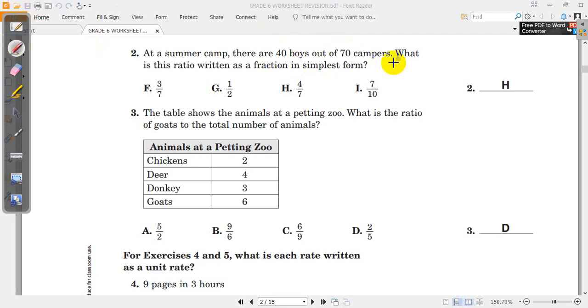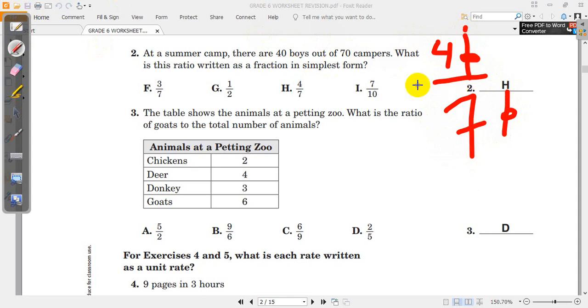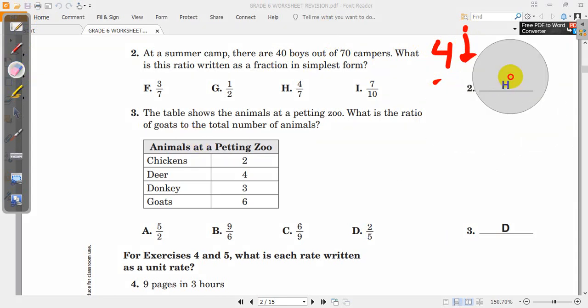If you have 40 over 70, you can delete 0 with 0, so the final answer will be 4 over 7. The final answer must be 4 over 7. Very good. Now, as you see here, which is H.